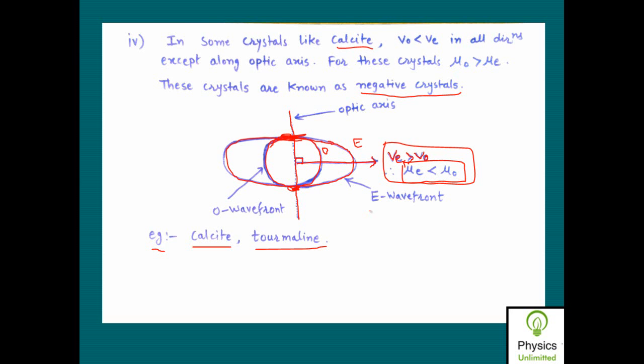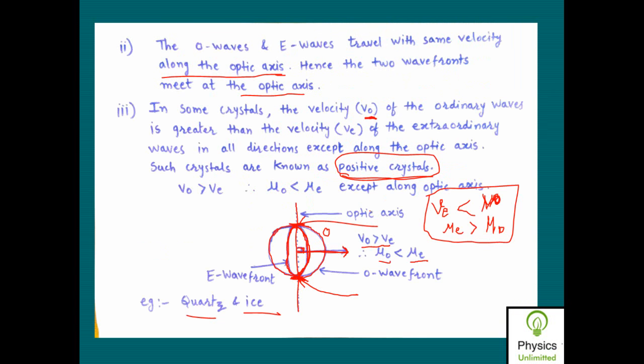Or there can also be a question that quartz is an example of, and the options could be positive crystal, negative crystal, anisotropic crystal, isotropic crystal, symmetric crystal, anything like that. So quartz is an example of a positive crystal.